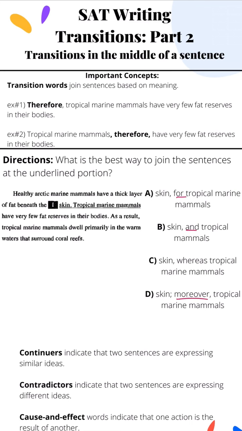So our only appropriate transition word would be choice C, because it uses whereas. And whereas is a contradictor that shows a contrasting relationship between two ideas. In this case, how each type of mammal keeps warm.